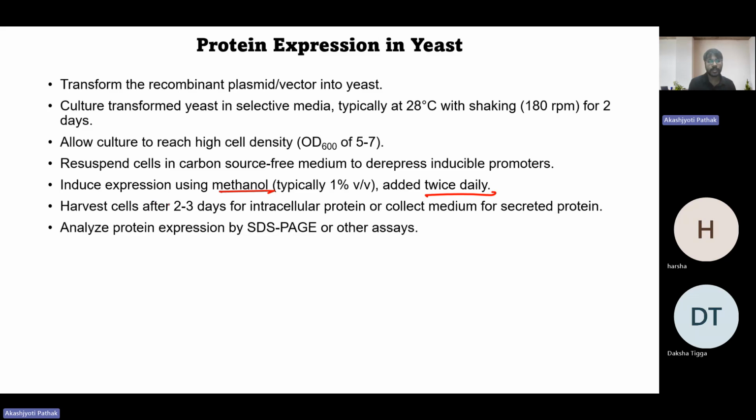To induce expression of the protein, what is used in case of yeast? Methanol. In case of bacteria, if your gene of interest is cloned in a pET vector, what do you have to add? You have to add IPTG. So remember this point.